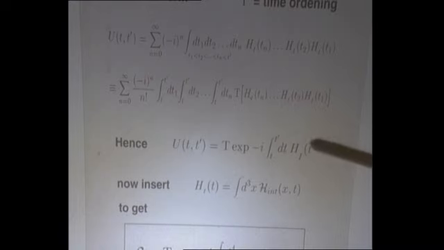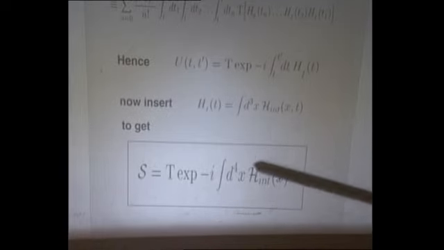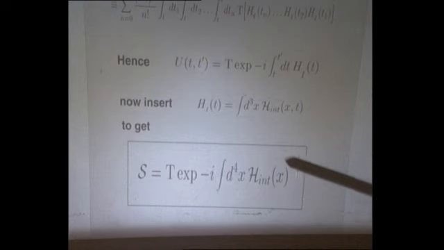Now finally I can insert in this the fact that I know that the interaction Hamiltonian is the integral of some Hamiltonian density, the interaction part of it, and then I find eventually that the S matrix is the time-ordered exponential of minus i times the integral over space and time of the interaction Hamiltonian density. And this is the expression that, if you then want to evaluate the transition amplitude from an initial state to a final state, is used actually as a starting point to derive the rules for computing those amplitudes.